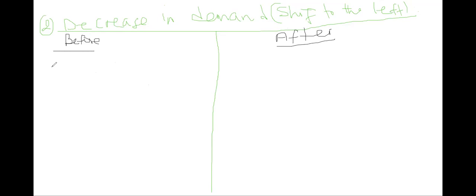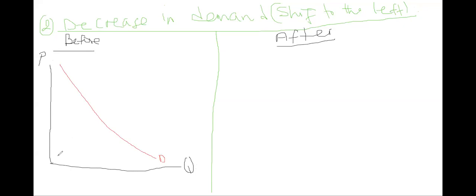So we have our price here. We have our quantity here. Let's say this is our demand, and this is our supply. Where they intersect as before, we have our nice price here, and then we have a quantity of 14. Let's call this equilibrium point A. This is before there was a decrease in demand.